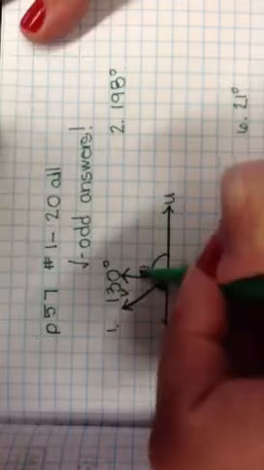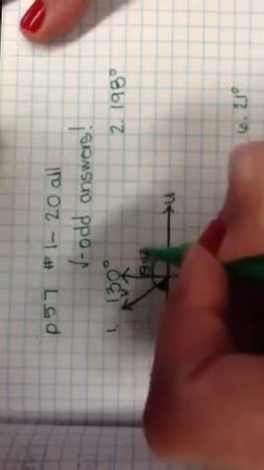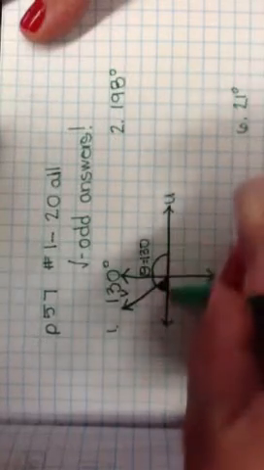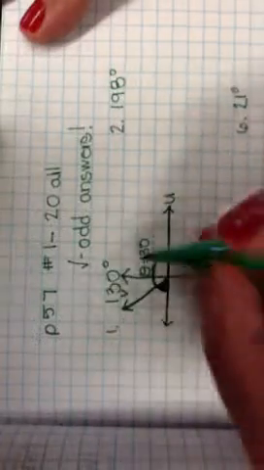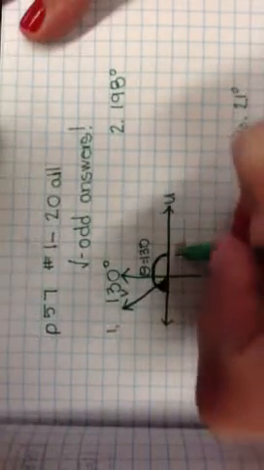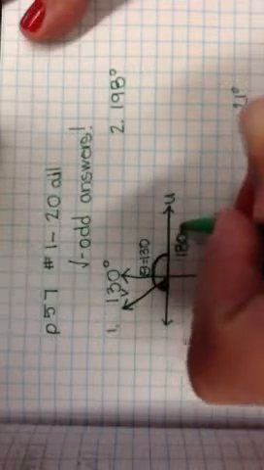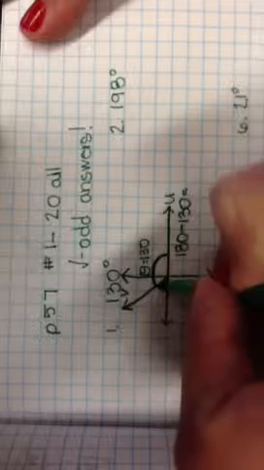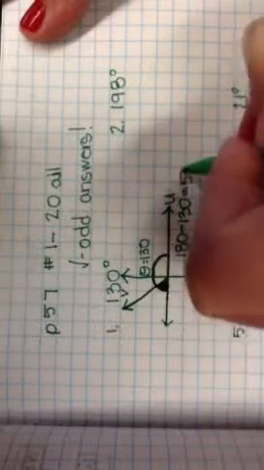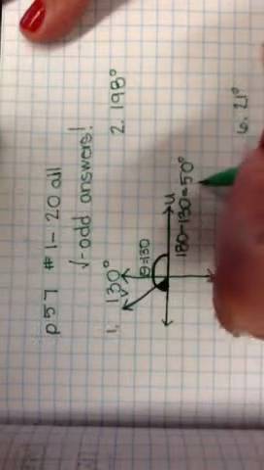So for this one, theta equals 130 degrees. And this is a straight line. So this whole thing makes 180 degrees. So if I take 180 minus 130, I'm going to get this space right here, which is 50 degrees. So that's my reference angle.